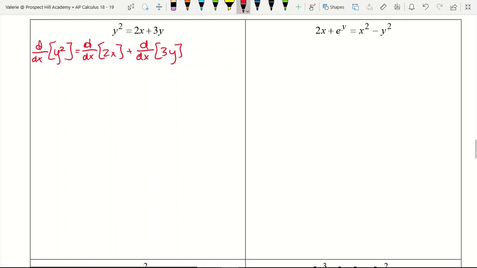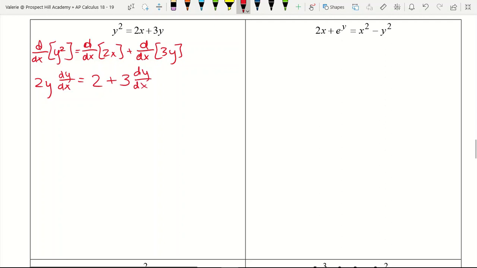So on the left side here, we have y squared, so we're going to differentiate as if this was x. So we have 2y, and because this is y and not x, we need that dy/dx. And that's going to be equal to the derivative of 2x, which is just 2, plus the derivative of 3y. So if we differentiate as if this was x, the answer would just be 3. But because we're differentiating y, we want to make note that we differentiated y in terms of x.